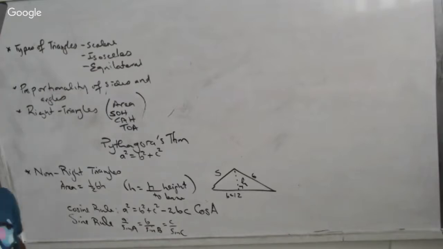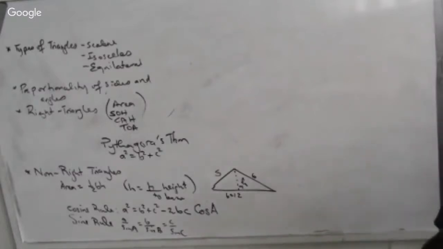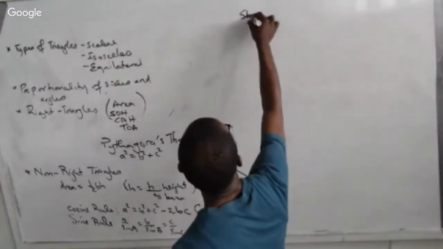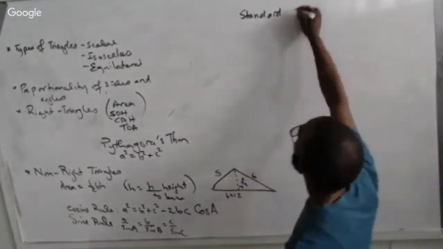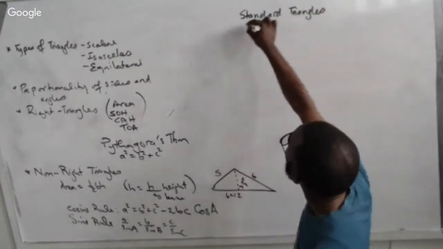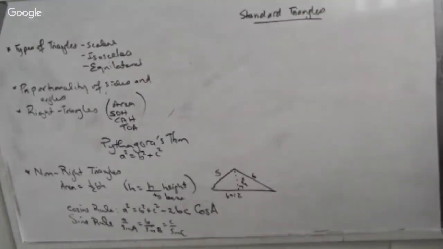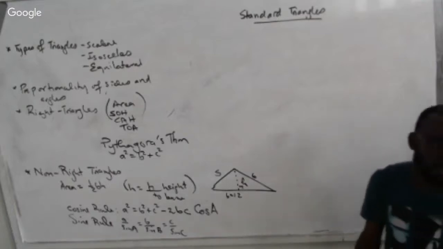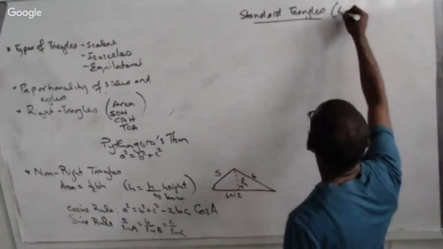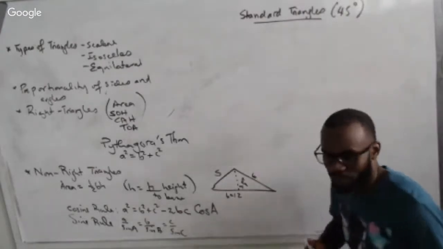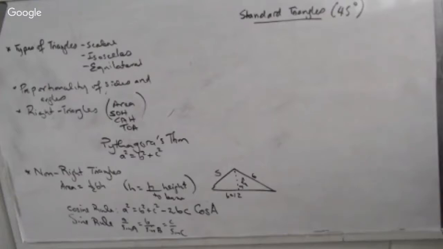Go again. Standard triangles. We started with the standard triangle. What do we start with? The standard triangle. 45 degrees, 45 degrees standard triangle. Good. And that's where we basically left off.